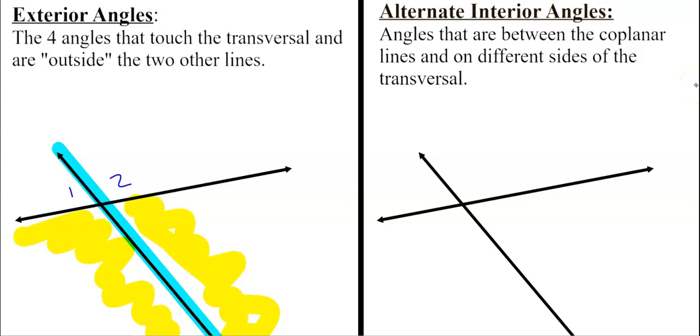Now, what I said at the very beginning is we're going to pair all these angles together, and they're going to make special names. So the first pair we're going to talk about are our alternate interior angles. These are angles that are between the coplanar lines, so they are interior, and they are on different sides or alternate sides of my transversal. So different sides means alternate sides.